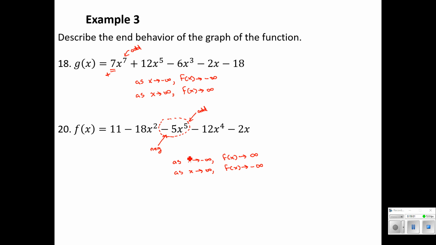But again, we want to use those arrows to indicate the x approaching positive infinity, moving to the right. Same thing with our f of x's, our heights.